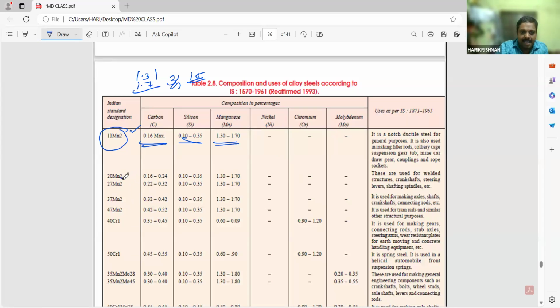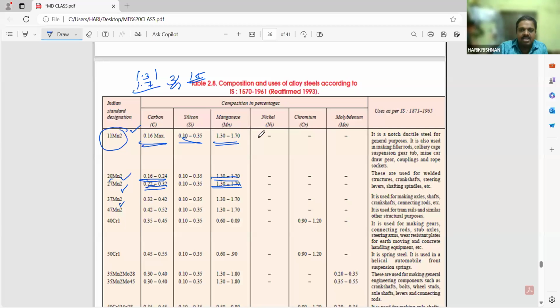Then 20Mn2, 27Mn2, then 37Mn2. 20Mn2 means carbon content will be 0.16 to 0.2, and manganese content will be 1.3 to 1.7. Okay. Similarly, 27Mn2 means carbon content is 0.22 to 0.32. Similarly, manganese is 1.3 to 1.7. Okay. This is how you will be naming these alloy steels.